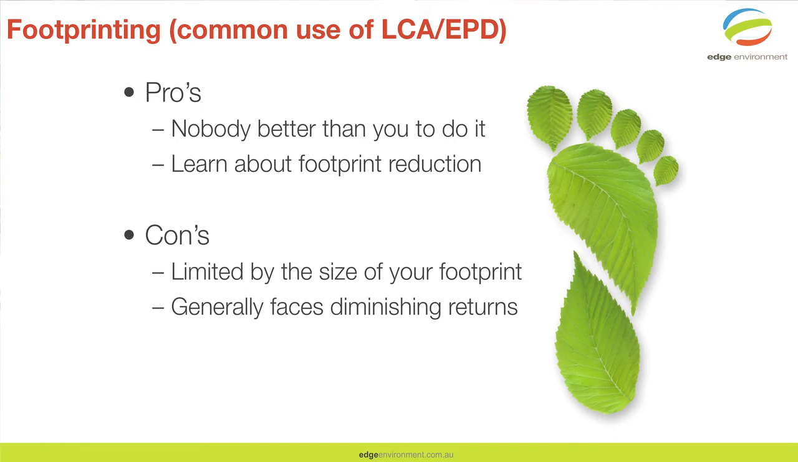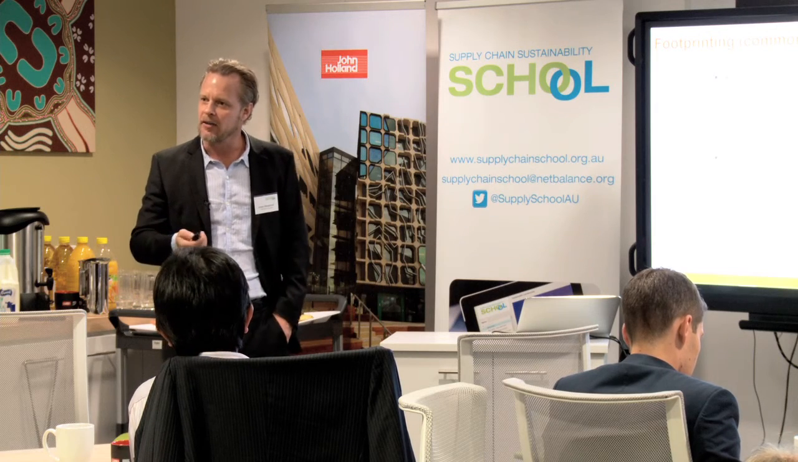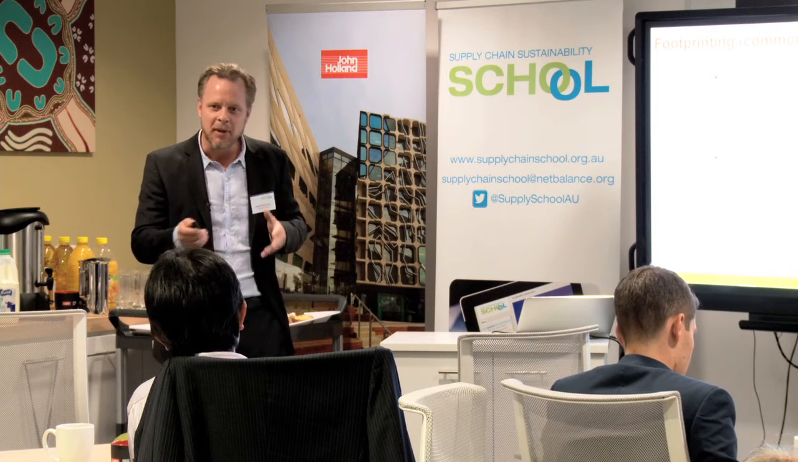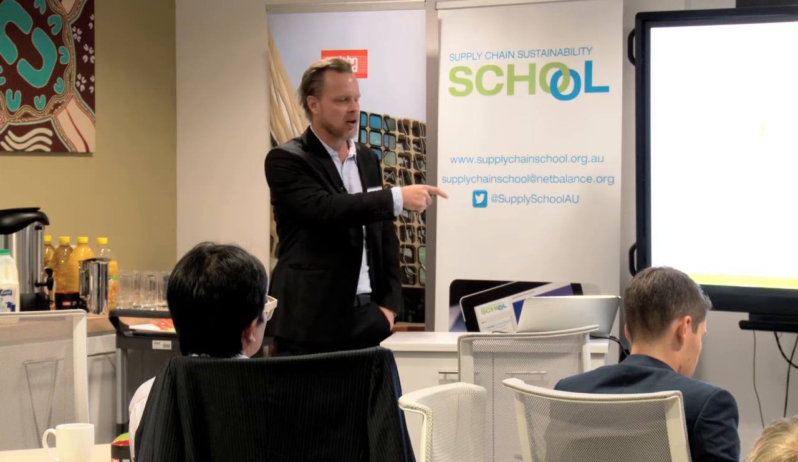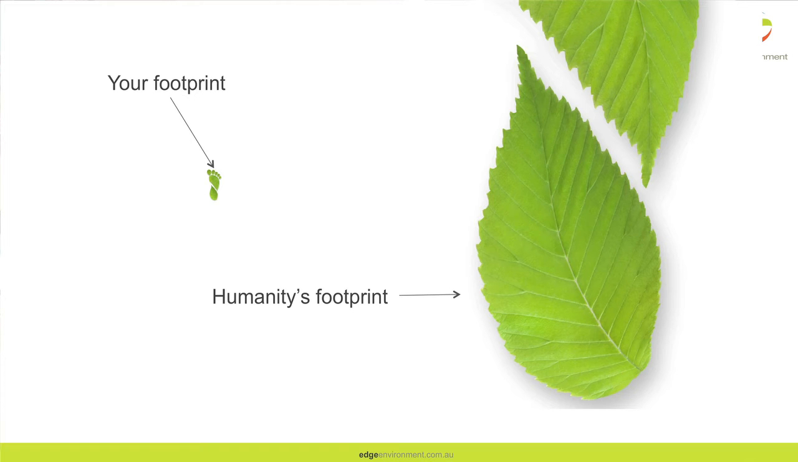Again, the negative thing about I have an impact. And there's a good thing about doing footprinting, because you actually look at what you can control and what you can improve, and you can learn more about what the nature of it is. The downside is that you're limited. You're only looking at what's inside your own boundary, and you've probably already done most of the low-hanging fruit. And your footprint is always going to be minuscule compared to the planet's footprint.